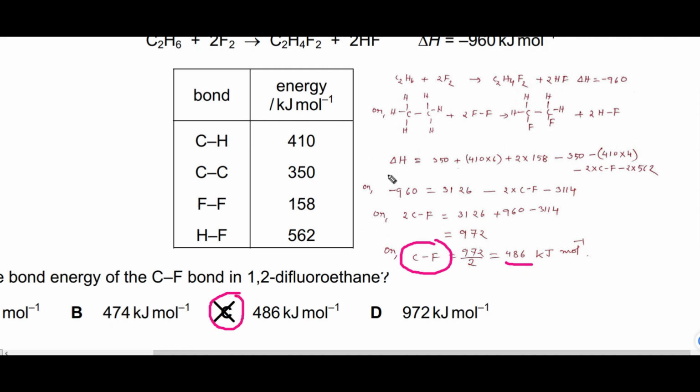That means simply the enthalpy change of reaction is bond broken energy minus bond formed energy. If you put in the values, you will get the bond enthalpy of CF.